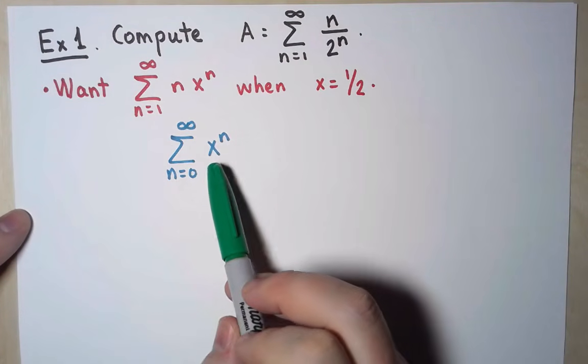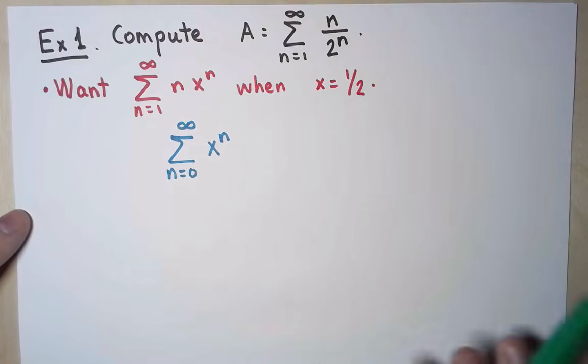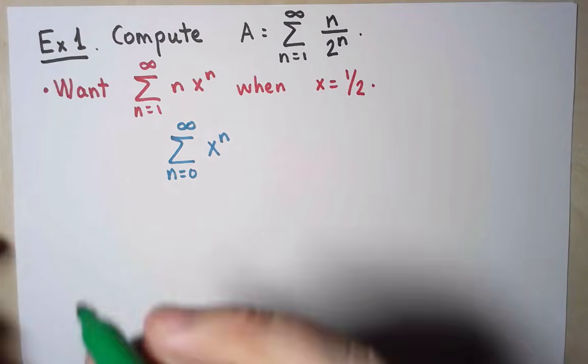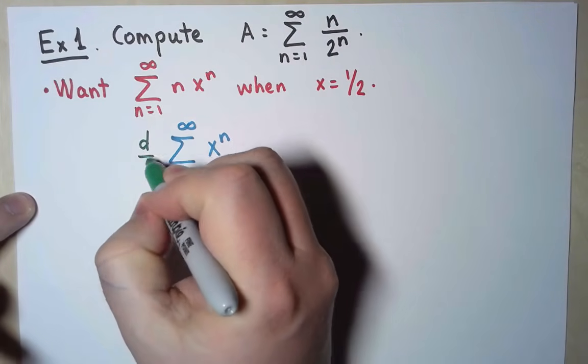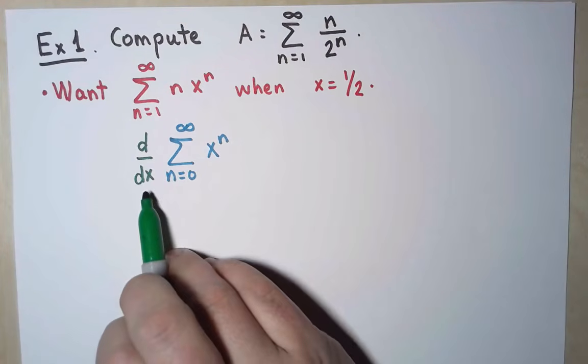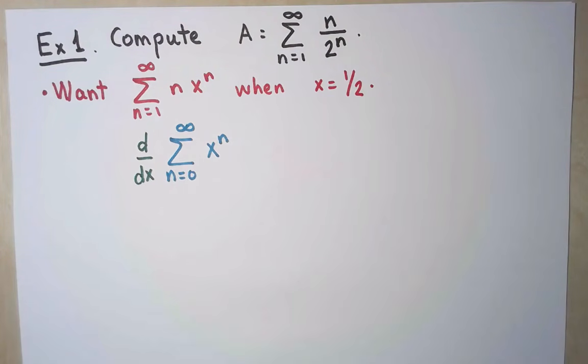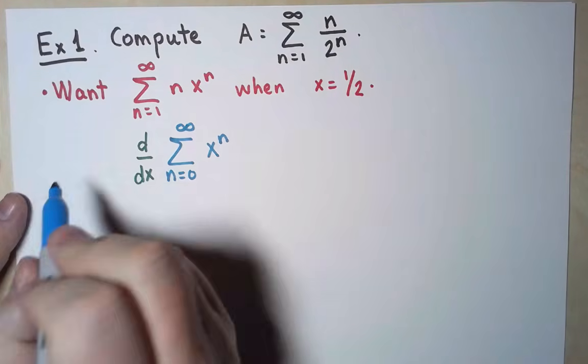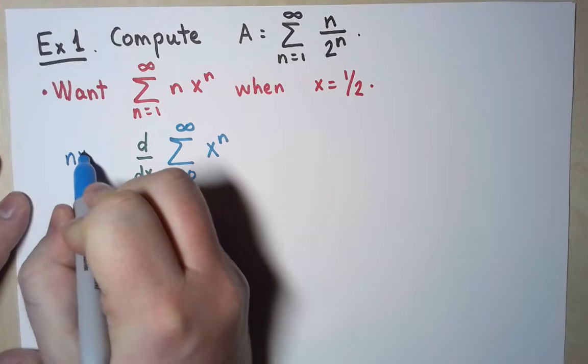But now, if I have x to the n and I want an extra n multiplying, one way to accomplish this is to simply take the derivative. Because I know the derivative of x to the n with respect to x will be n times x to the n minus 1. So let me write down what happens when I take this derivative.